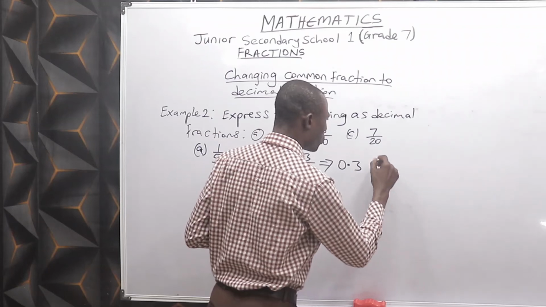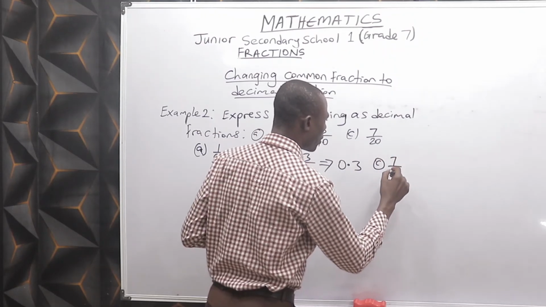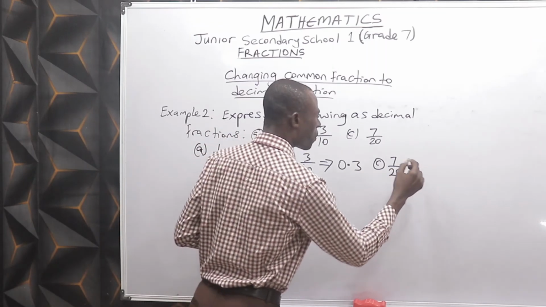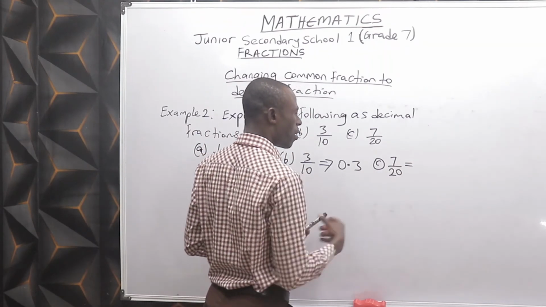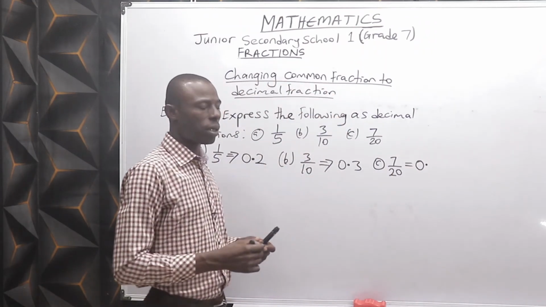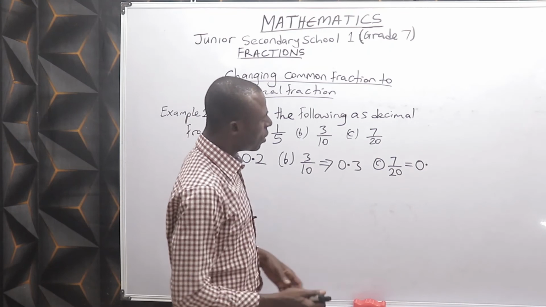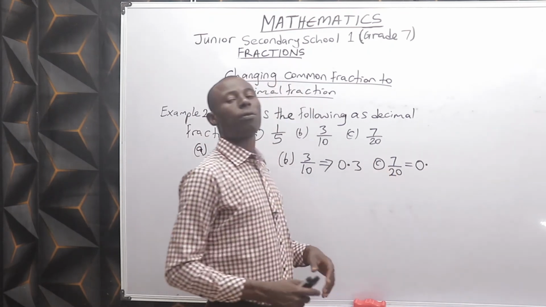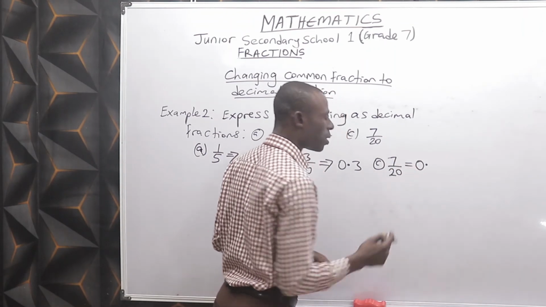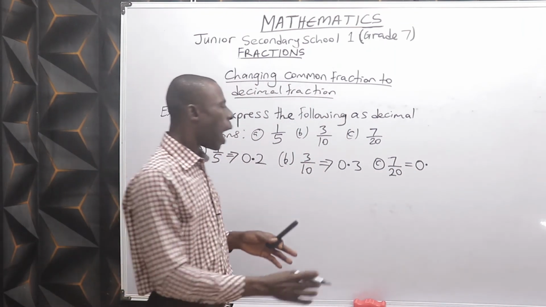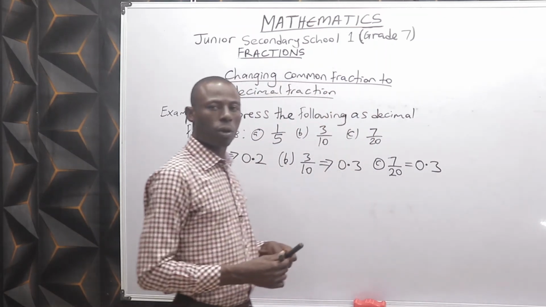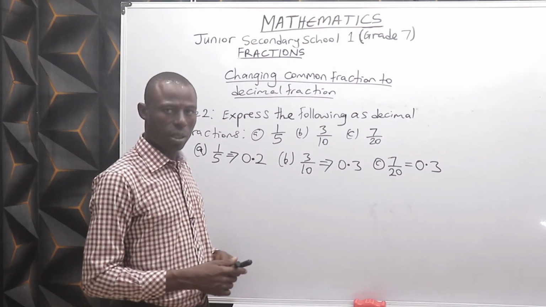Question C now, 7 over 20. That will be, how many 20 do we have in 7? It is 0, because it is not possible. Put point. So, put imaginary 0 at the back of 7 for that reason. So when you put it at the back of the 7, it becomes like 70. How many 20 do we have in 70? That is 3. Because 3 times 20 is 60.